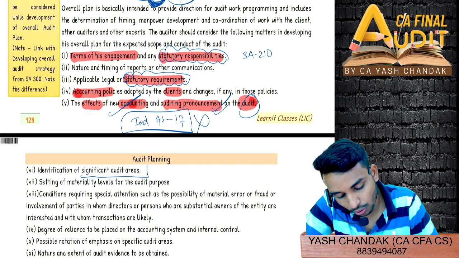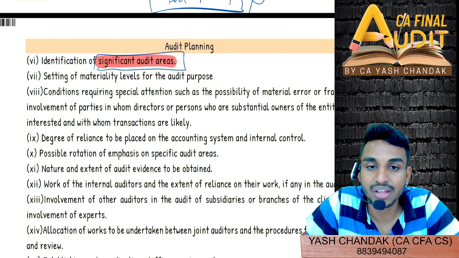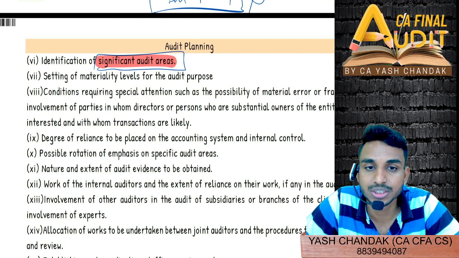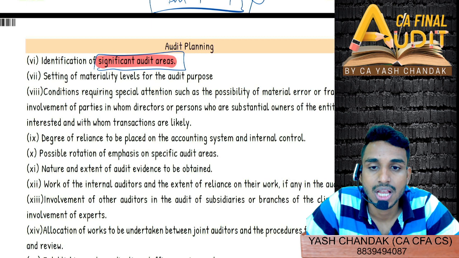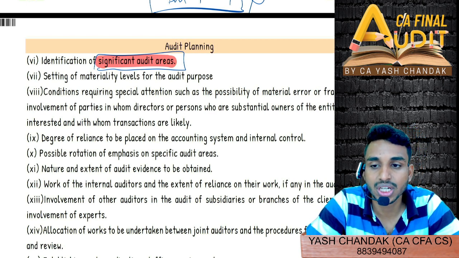And identification of significant audit areas. Do you remember significant audit areas? Areas which require special audit considerations, or significant audit risk that requires special audit consideration. Risk, SA 315. Risk of fraud. Yes, Pooja, correct.